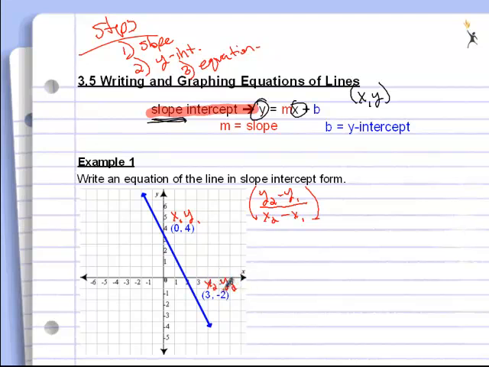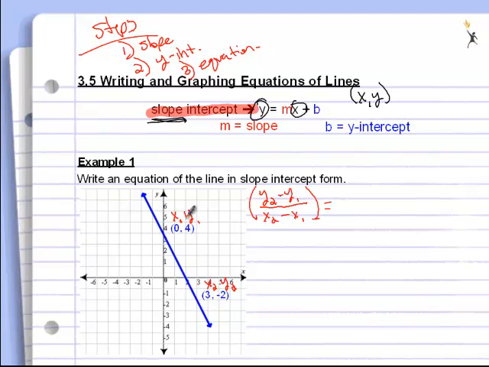You might be saying, Mr. Gentry, does it matter which one is which, x1, y1, x2, y2? It does not. Because if your algebra is correct and you input them correctly and then you simplify it correctly, we should get the same slope. Maybe you used (3, -2) as your x1, y1 and (0, 4) as your x2, y2. We should still get the same answer.